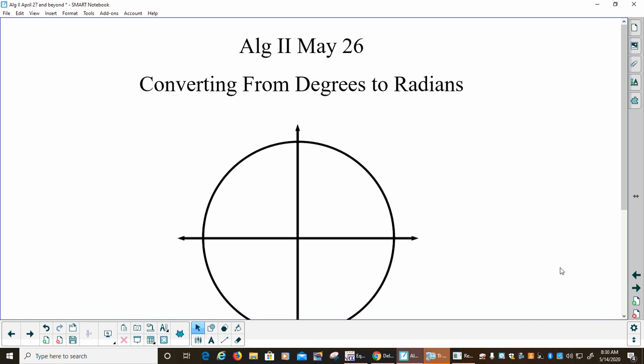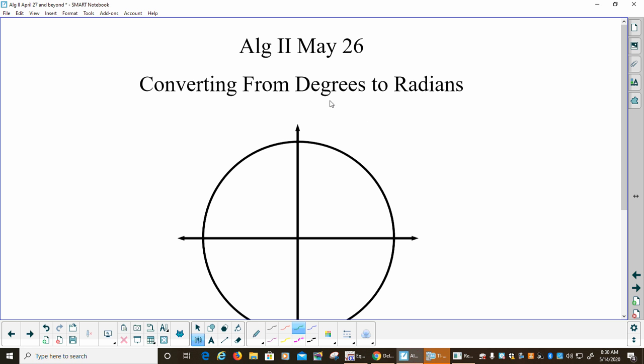Hello again, everybody. So, we're going to be looking at a new way to measure an angle. I was going to say on the unit circle, but it doesn't have to be on the unit circle.